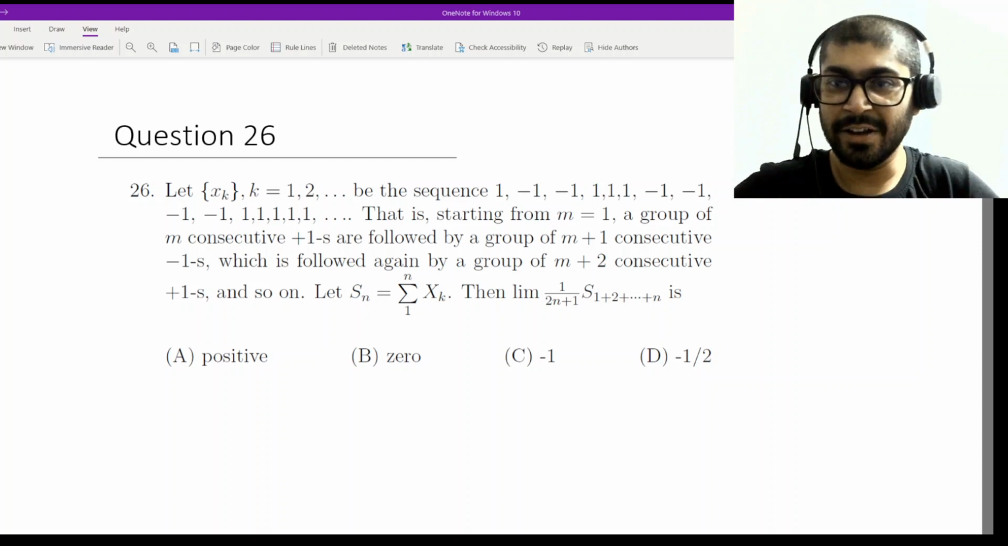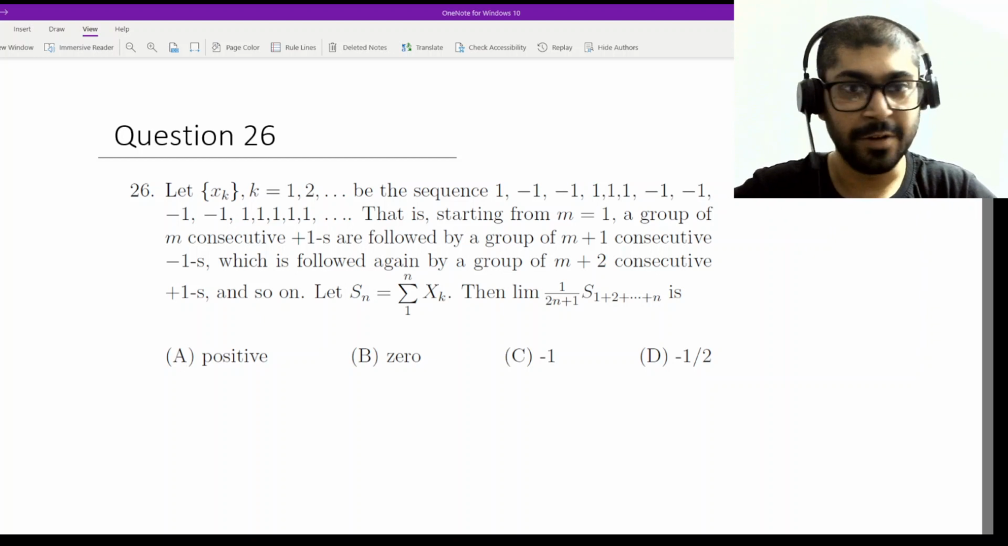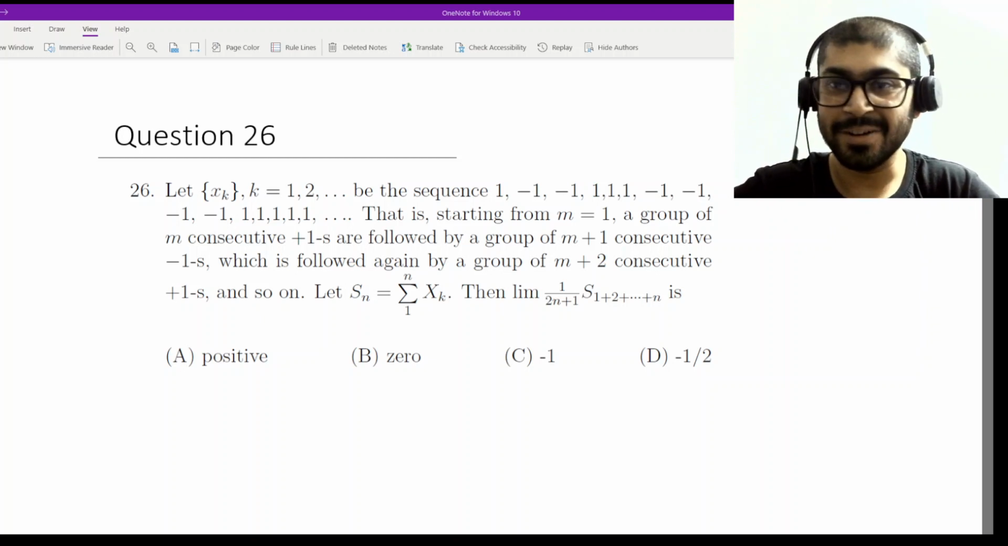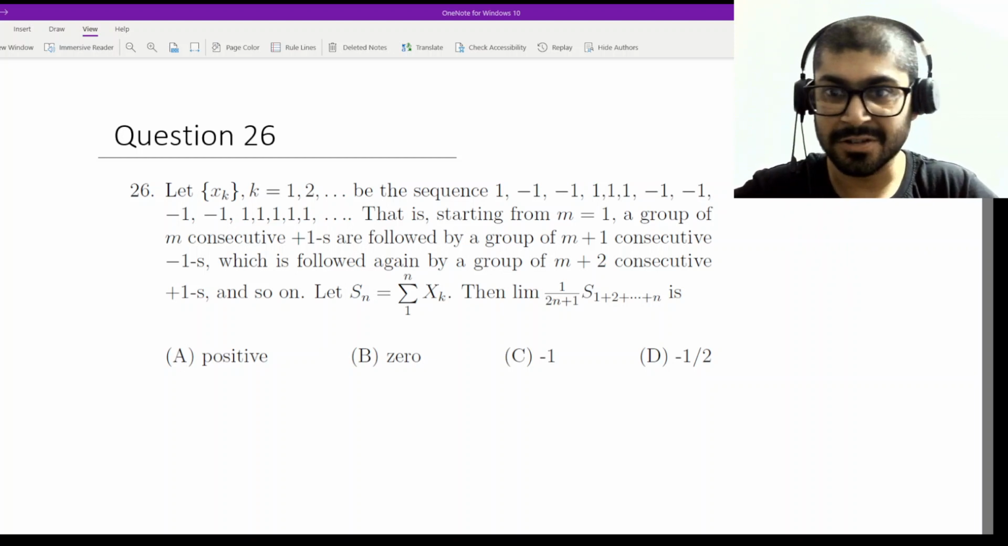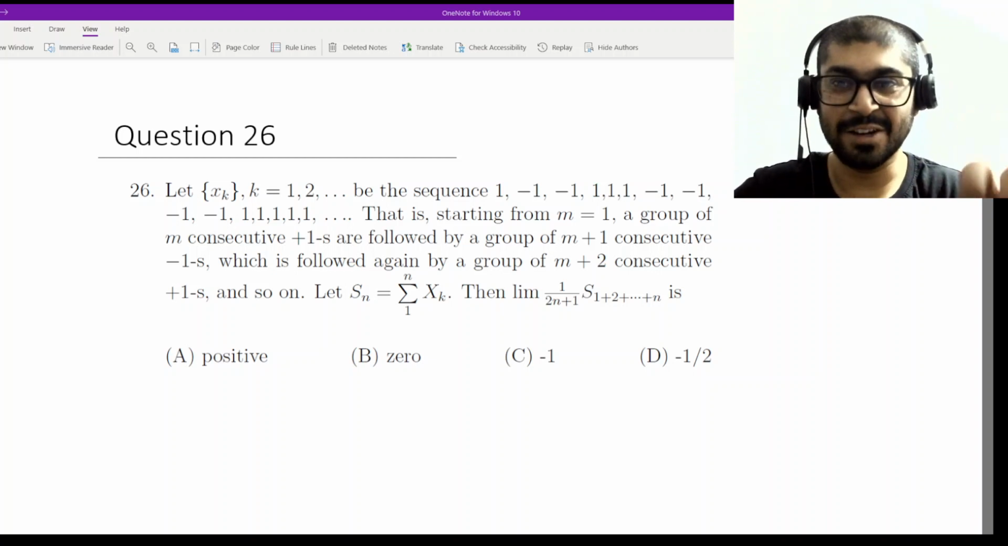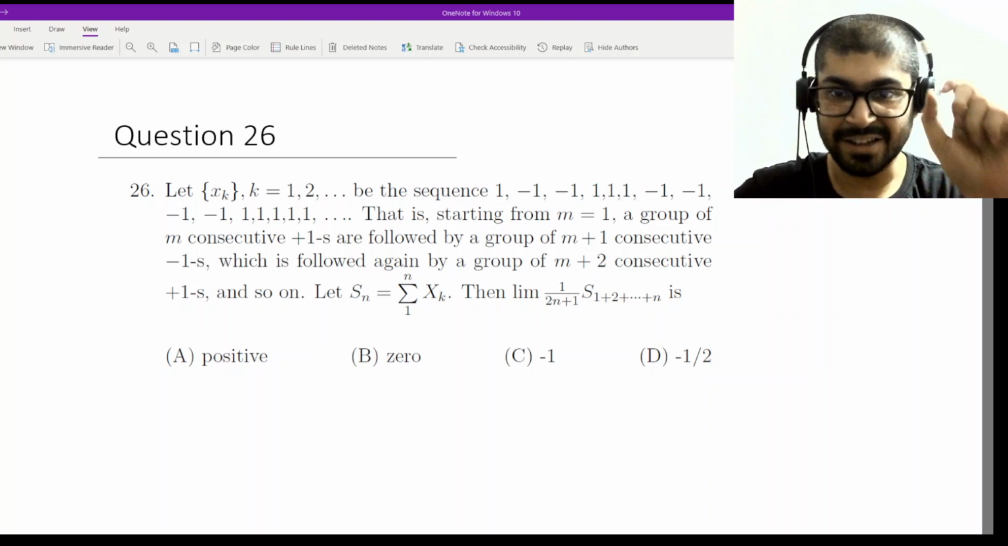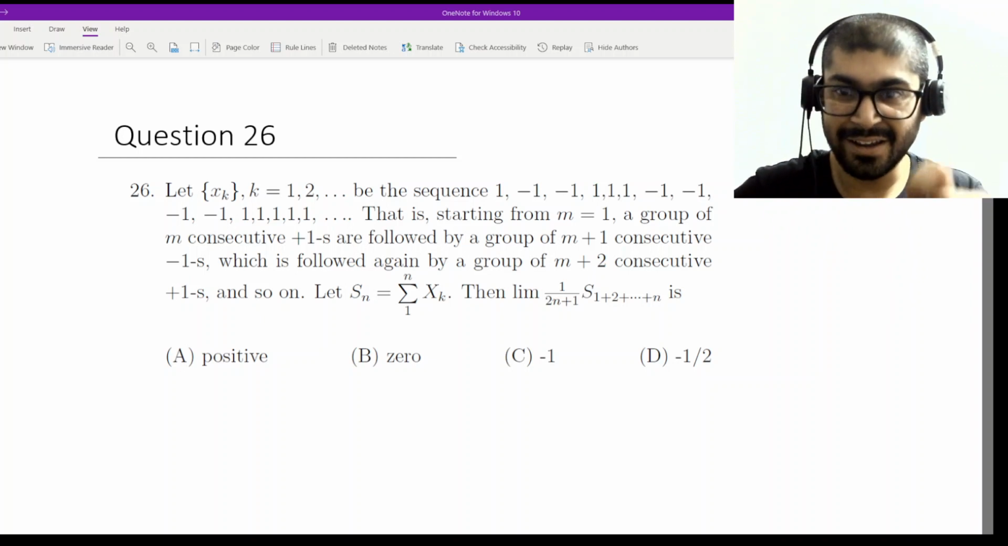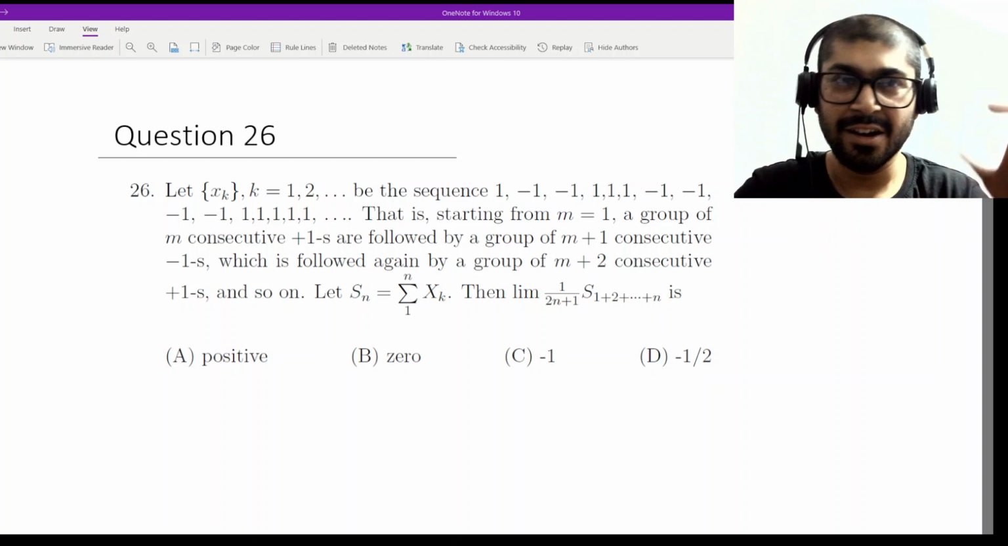Hello everyone, good evening. We were solving the sample questions from the BSDS paper 2024 and we are nearly at the end of the series. We are at question 26 now, and question 26 looks a bit critical, right? See the text of the question. These descriptions are not comfortable to decipher, right?